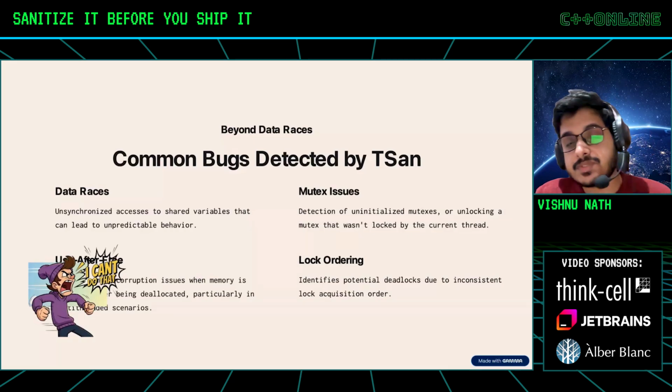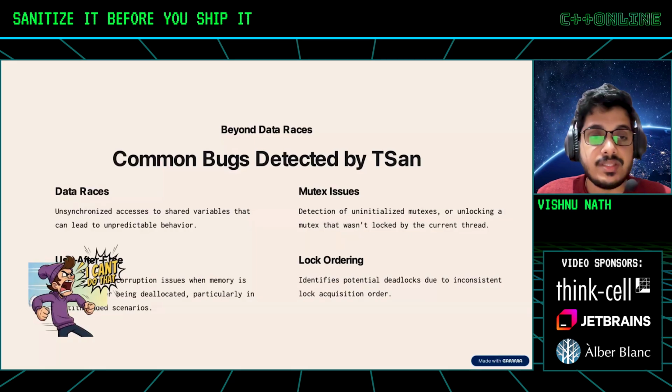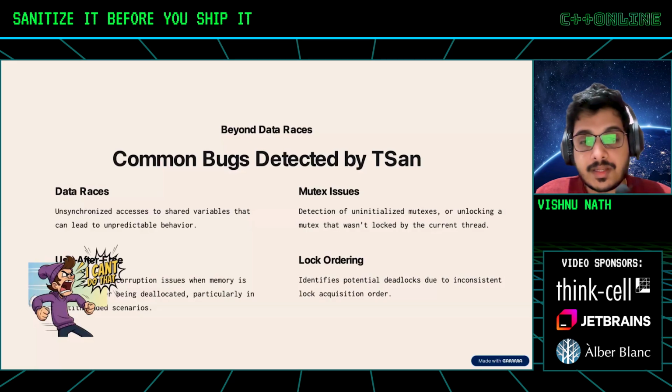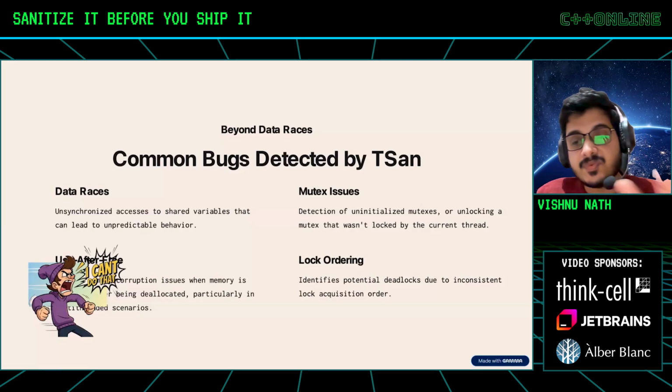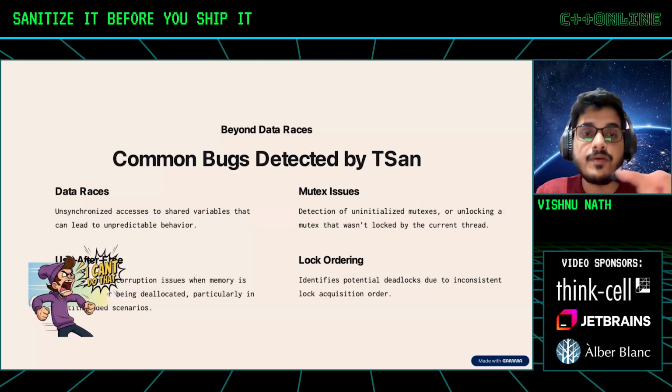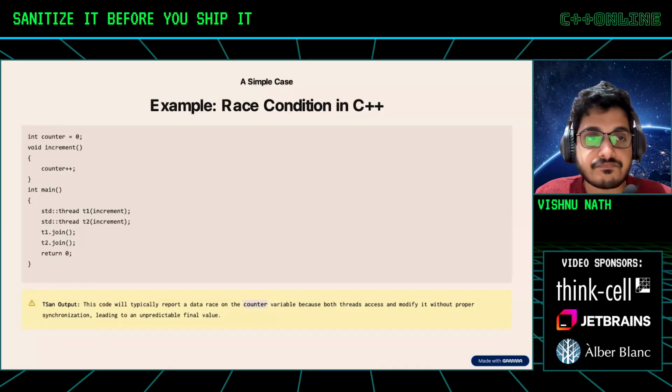There is a misconception in the sanitizer family that this will detect memory issues as well. No, it can't, because ThreadSanitizer is mainly used for concurrency bugs like data races, mutex issues, and lock ordering. For memory issues, we have AddressSanitizer and other sanitizers. So this misconception has to be changed. When we say sanitizer, people think it can detect everything. It can't. For each purpose, we have different sanitizers.